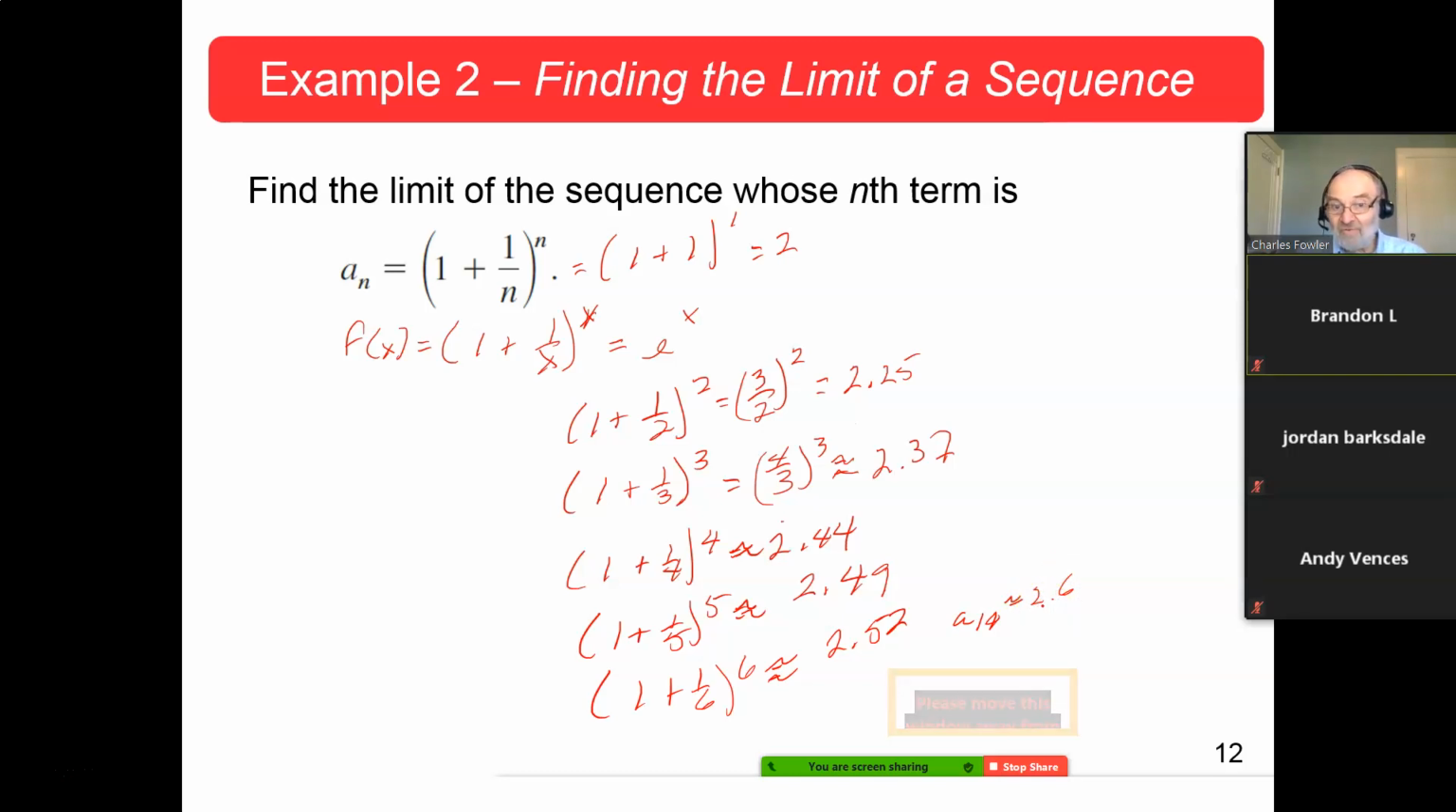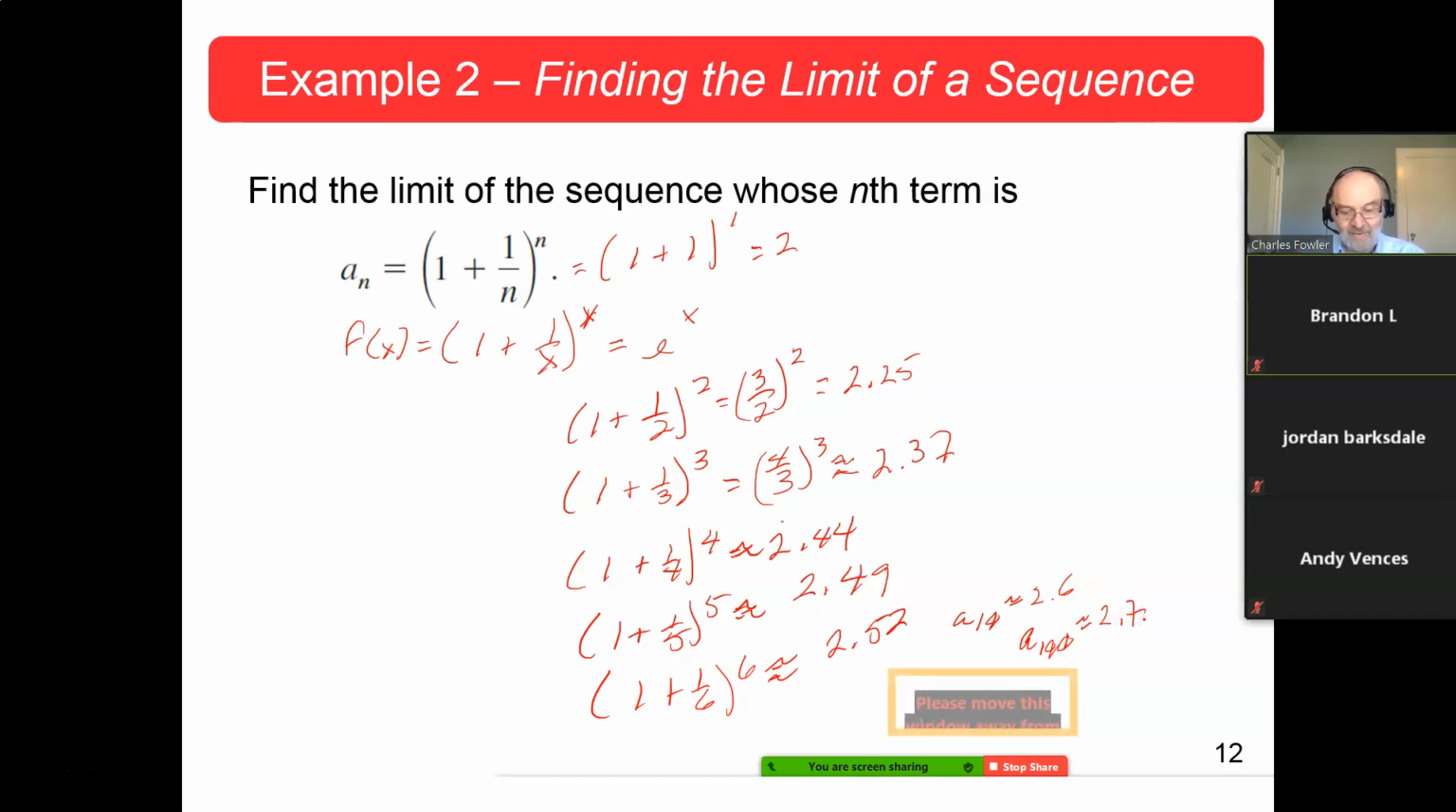Let's do a sub 100. Okay, that would be 1 plus 1 over 100. That would be 1.01 raised to the 100th. Now my computer may die on me somewhere here. That's 2.71. It's 2.7. So a sub 100, way out there, still only gone to 2.7 approximately.